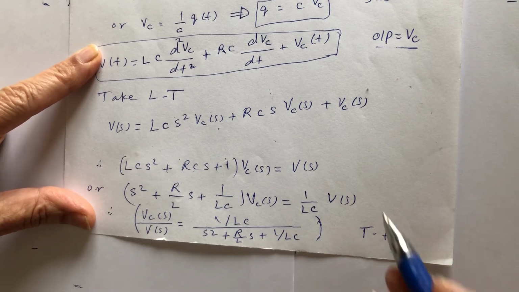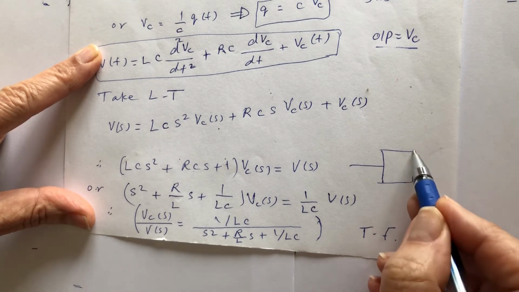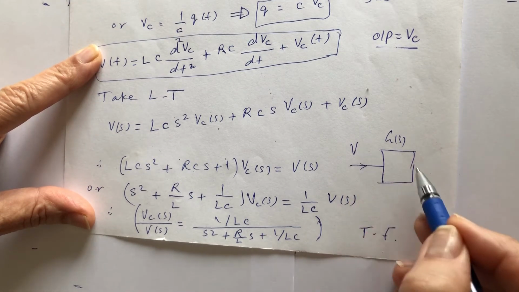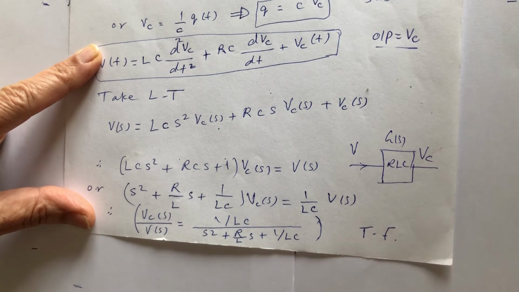You know, I can put it in a block diagram like that, if you like. This is the G of s. The input is V, the output is Vc, and this is the RLC circuit, something like that.